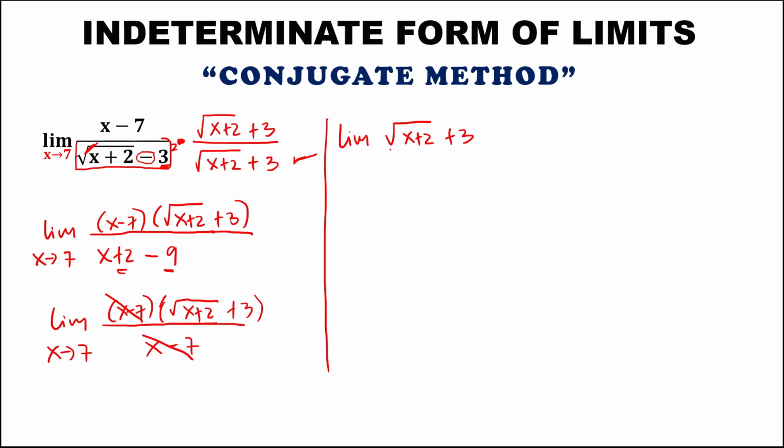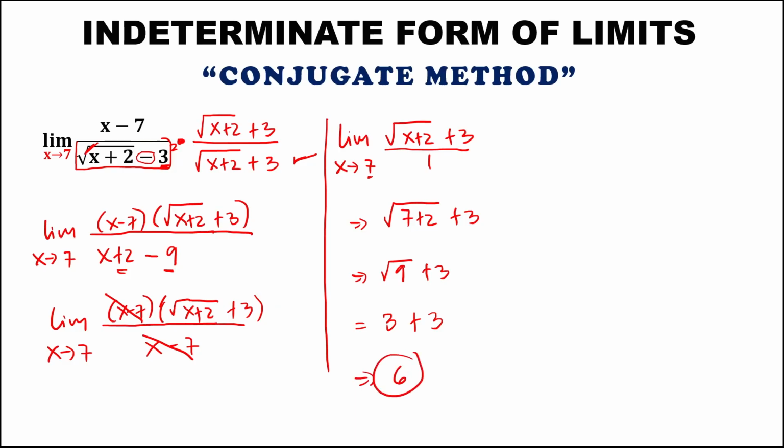Now observe that the denominator is equal to 1, so you can omit this denominator 1. As x approaches positive 7, we can now substitute this value to x. So we have the square root of 7 plus 2, plus 3. Again, we can omit this denominator 1. So this becomes the square root of 9 plus 3, or this is 3, since the square root of 9 is 3, plus 3. So the limit is equal to positive 6.